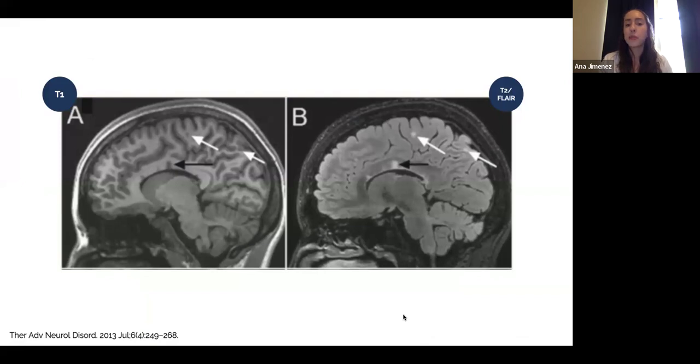On this other patient, we see two different sequences. On the T1 sequence on the left, we see a hypointensity that's localized periventricularly with the black arrow, and other hypointensities that are located juxtacortically with the white arrows. While on the figure on the right, we can see the same lesions, but they are hyperintense because it's a T2 FLAIR sequence.